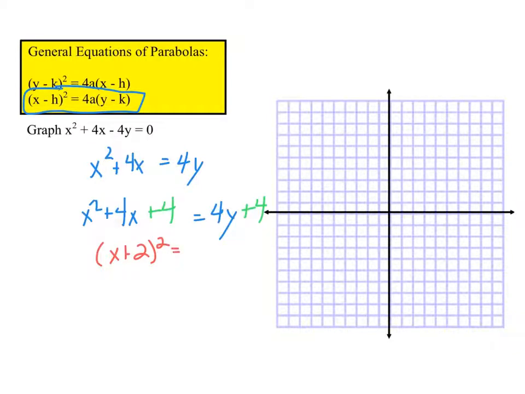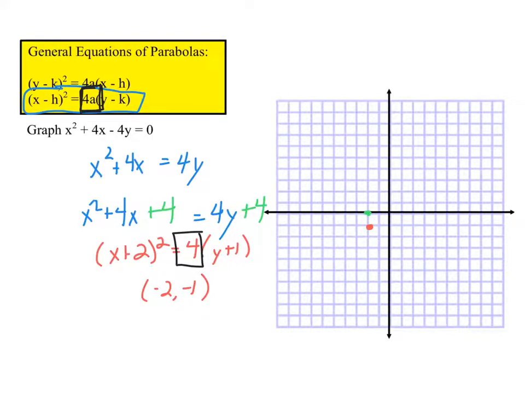The y looks a little different. I'm going to factor a 4 out of that. So it's y plus 1. So now I know the vertex is negative 2, negative 1. So the vertex is right there. And you'll see, right here, this 4a apparently is just 4. So that must mean the distance between the vertex and the focus is just 1 unit. And since it is an x squared, it's going to be 1 unit above right there.